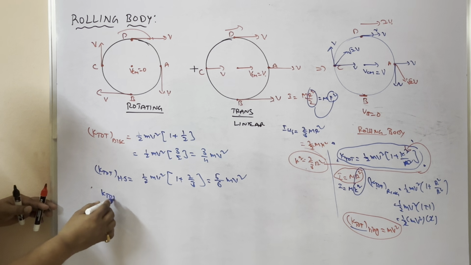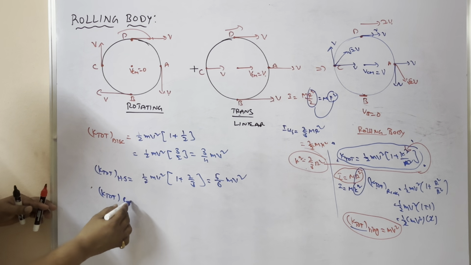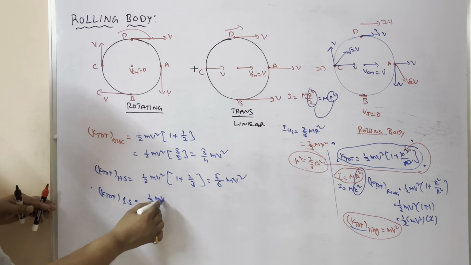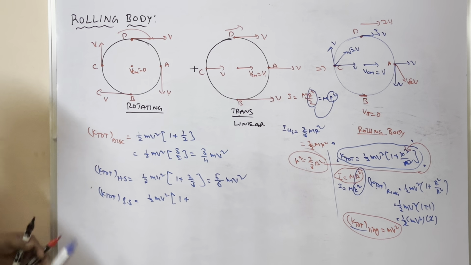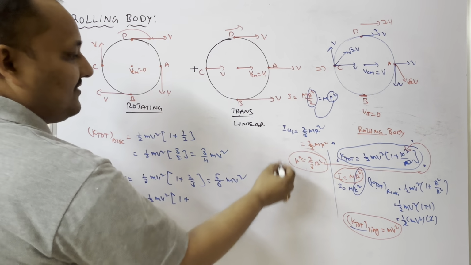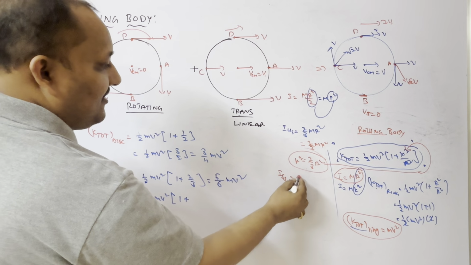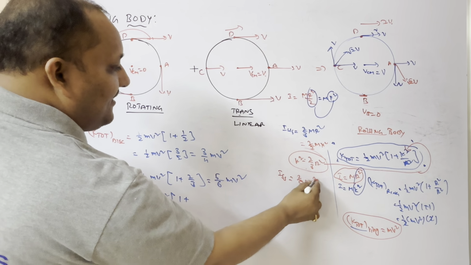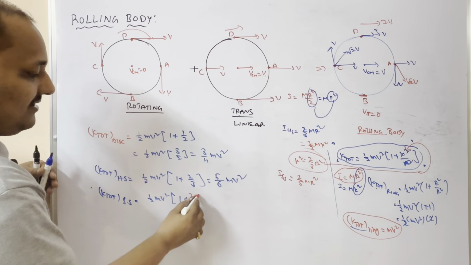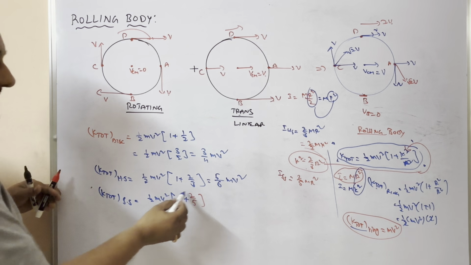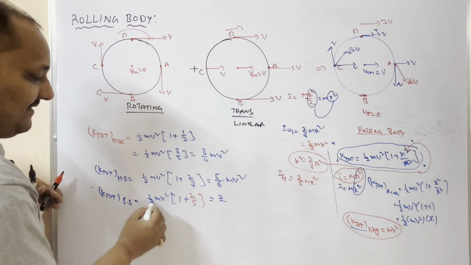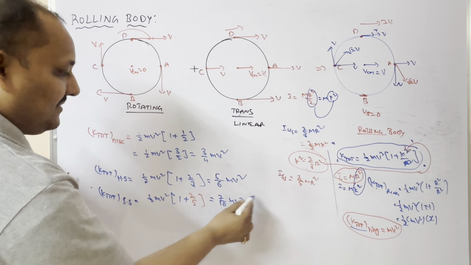Like that, the total kinetic energy of a solid sphere is mv square into 1 plus, what is the solid sphere moment of inertia formula? Solid sphere moment of inertia is 2 by 5 mr square. Therefore, what will you get here? 2 by 5. 1 plus 2 by 5 means 7 by 5. So 7 by 5 into half, 7 by 10 mv square.